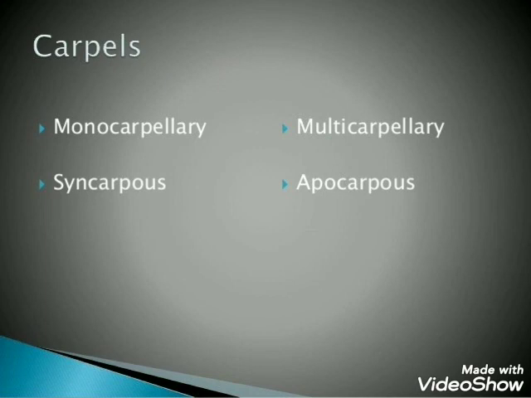These are the various conditions in which the carpel or pistil is present in the flower. If the gynoecium has a single pistil, then the plant or flower will be known as monocarpellary. If the gynoecium has more than 2 pistils, then it will be known as multicarpellary. If the pistils are present in fused form, then the condition will be known as syncarpous, and if the pistils are free from each other, then the condition is known as apocarpous.